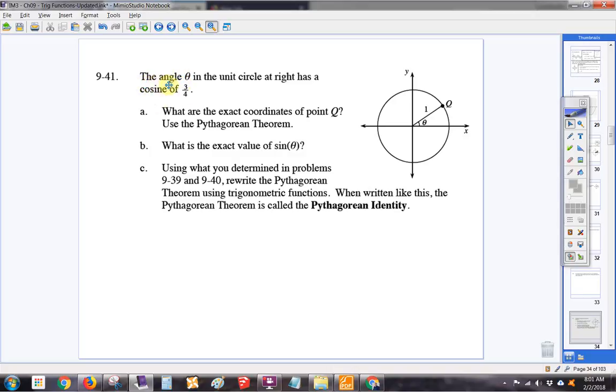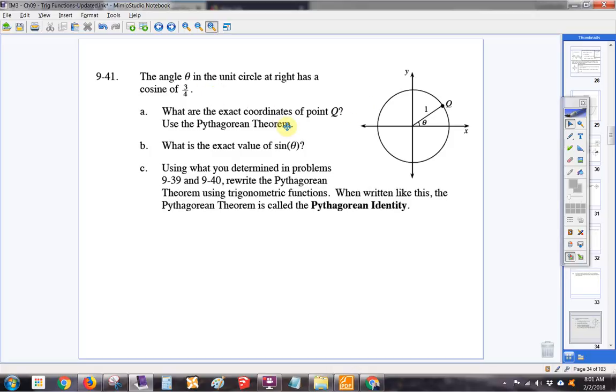41, the angle theta in a circle at the right has a cosine of 3/4. What are the exact coordinates of point Q? Use the Pythagorean theorem. What is the exact value of sine theta? It might be helpful here to draw a triangle and think about what cosine is, right? Cosine is adjacent over hypotenuse. And then think about what sine is, being opposite over hypotenuse.